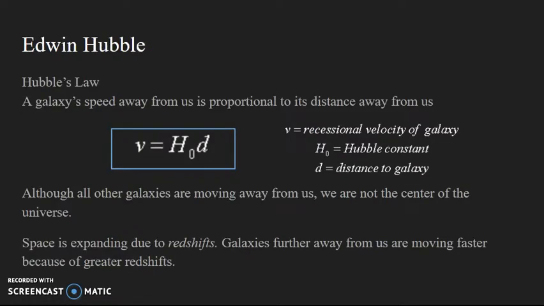Edwin Hubble, Hubble's law. A galaxy's speed away from us is proportional to its distance away from us. Recessional velocity of a galaxy equals the Hubble constant times the distance to the galaxy. Although all other galaxies are moving away from us, we are not the center of the universe. Space is expanding due to redshifts. Galaxies further away from us are moving faster because of greater redshifts.